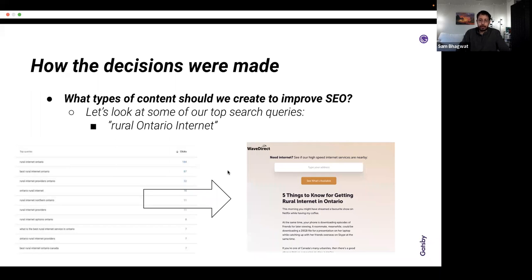So they did take a look at some of the queries that they wanted to direct into their website. I think they're a little bit small here, but hopefully you can see them. They have a lot to do with rural internet in Ontario. And so they wrote, for example, this blog post about rural internet in Ontario, and so it was fairly focused content or fairly focused queries, and so they were able to write blog posts by just doing an analysis of the types of traffic that were already getting to them and that they wanted more of.